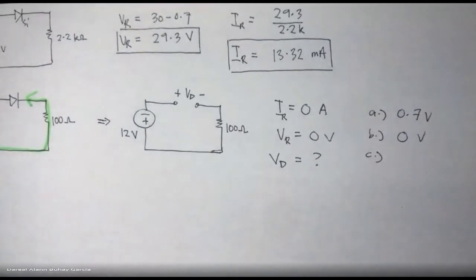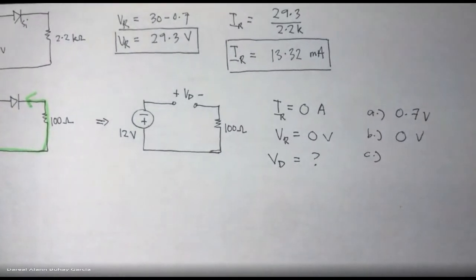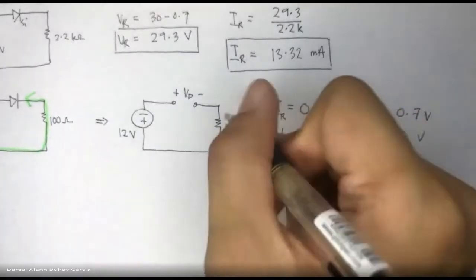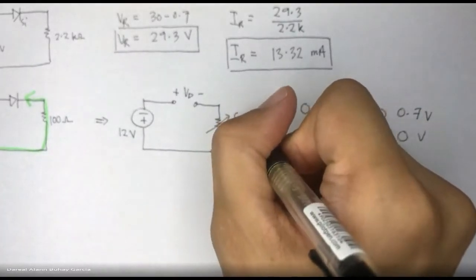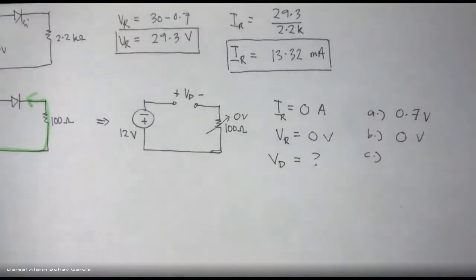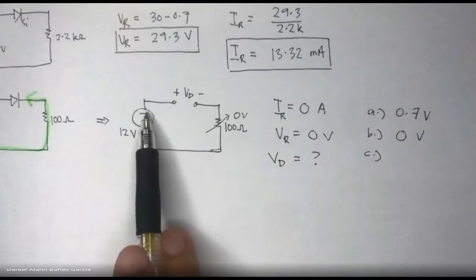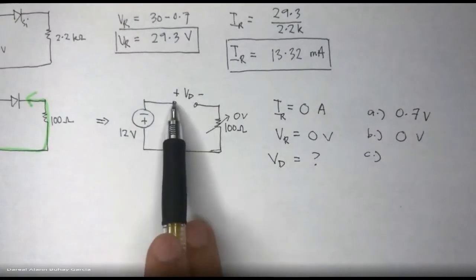So for KCL to remain in force, the total voltage of the circuit should be equal to 0. No? So if the voltage of the resistor is 0, it is 0 volts. For KCL to remain true, if the source is 12 volts, what is the VD?